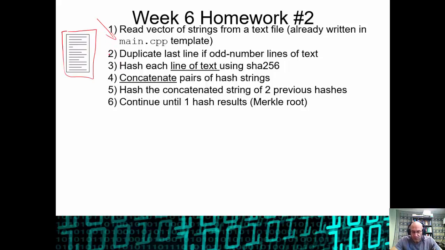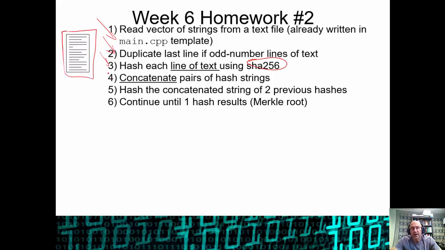And then what you'll do, if there happens to be an odd number in there, you will duplicate the last number, so you always end up with an even number of transactions. Then you'll hash each line of the text, and you're going to use the SHA-256 library, which I'll mention a little bit more in a minute. The code for that is on Blackboard already, so you don't need that.